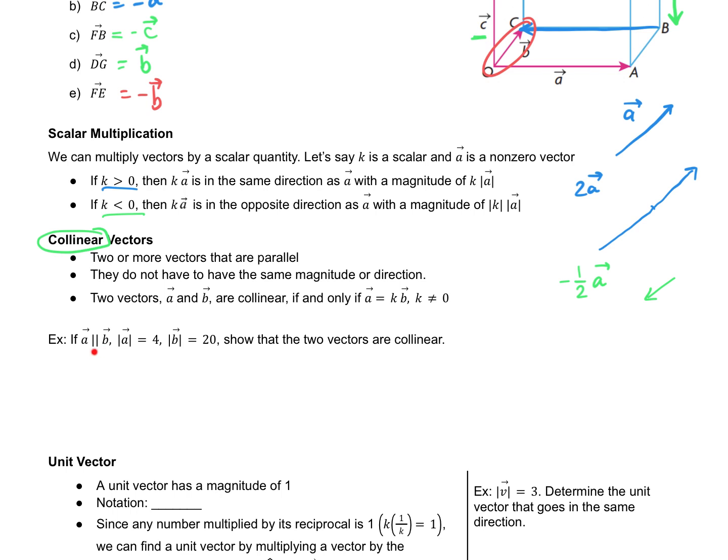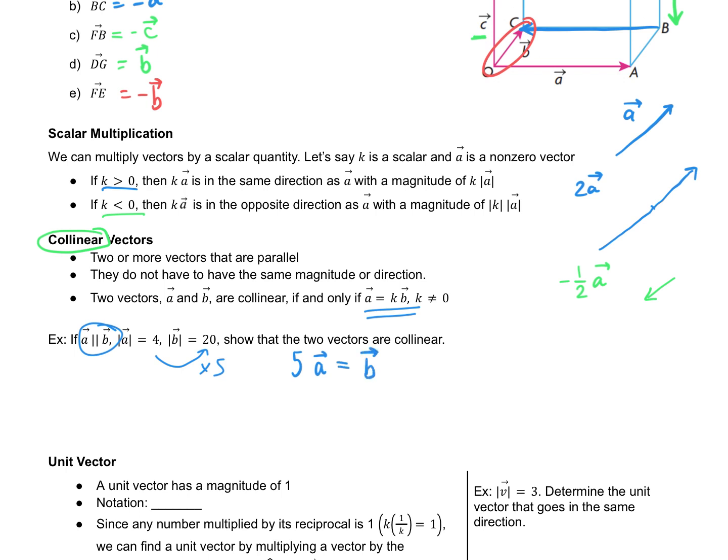So if vector A and B are parallel, that's our notation, the magnitude of A is 4, the magnitude of B is 20, show that the two vectors are collinear. The fact that we are told that they're parallel is the reason they're collinear. But I need to be able to express collinear vectors with this type of scalar multiplication. So the first vector A has a magnitude of 4, the second has a magnitude of 20. Well, I can just multiply 4 by 5 to get 20, which means I can take vector A, multiply it by 5, and I get vector B.